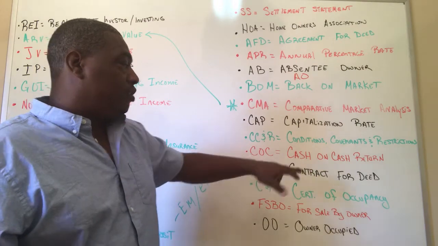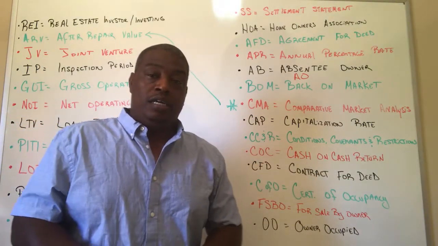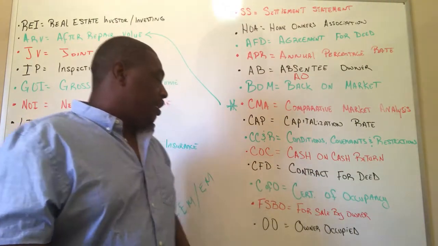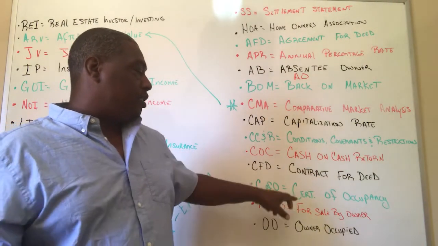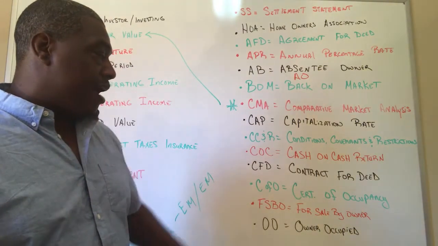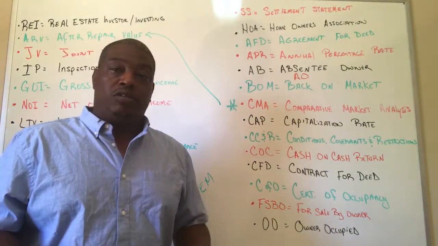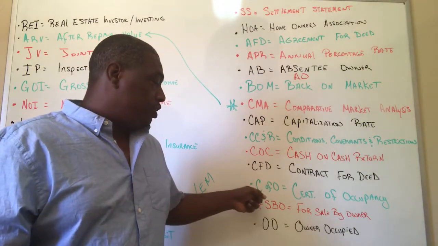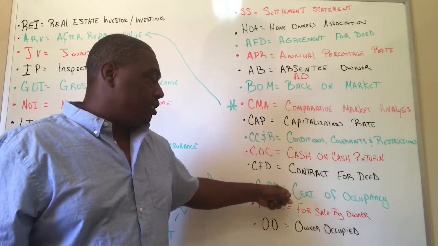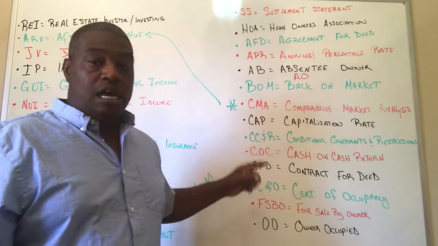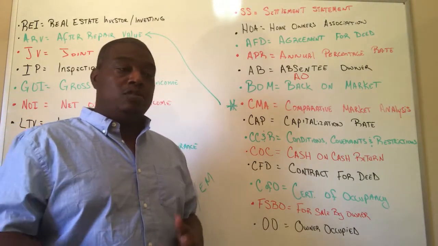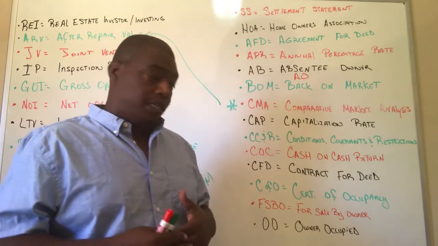Then you have COC, which is cash on cash return. Then you have CFD, which is contract for deed. C of O, this is certificate of occupancy. That's normally done when you're doing a rehab or you have a rental property that you're going to rehab. You want to make sure the city or the county, that jurisdiction, gives you a certificate of occupancy, a C of O, to let people know that this property is suitable and can be lived in.